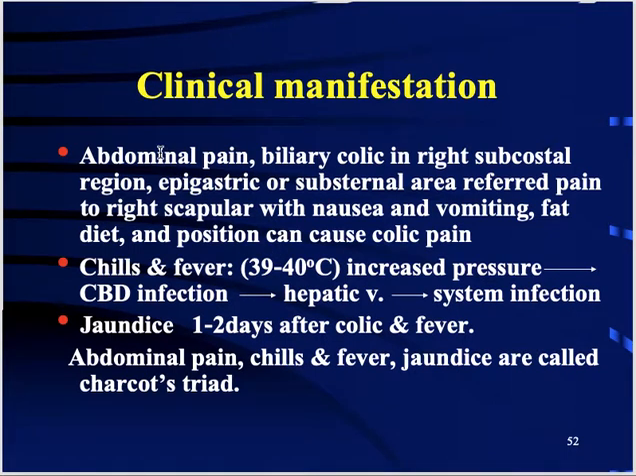So there could be abdominal pain, biliary colic in the right subcostal region, epigastric or substernal area, and as I talked about in the previous lecture, there is referred pain to the right scapular region with nausea and vomiting. Nausea and vomiting are very common. Okay, and there could be chills with fever, of course, if there is a cholangitis infection, and it can lead to jaundice, because the stone is impacted. So the bilirubin will be elevated in the blood, which can lead to jaundice, right?